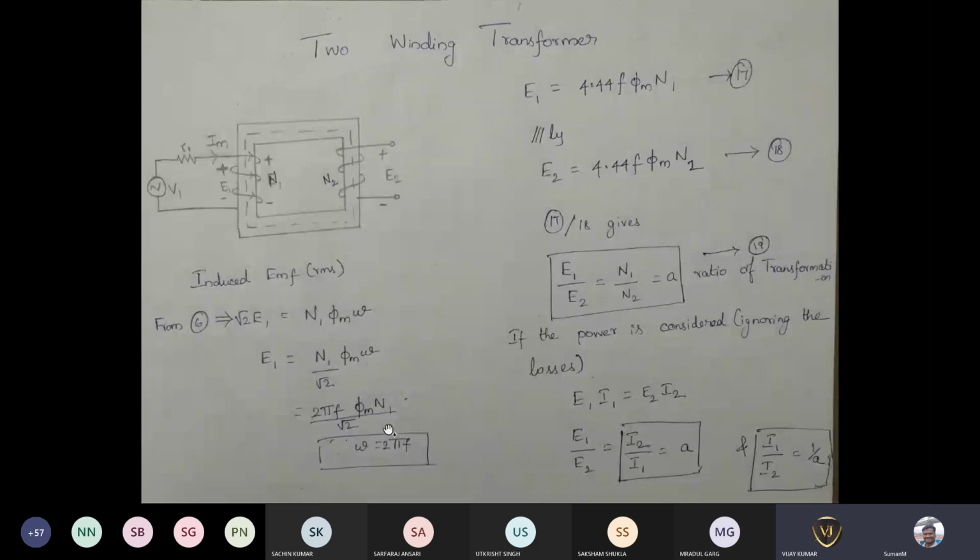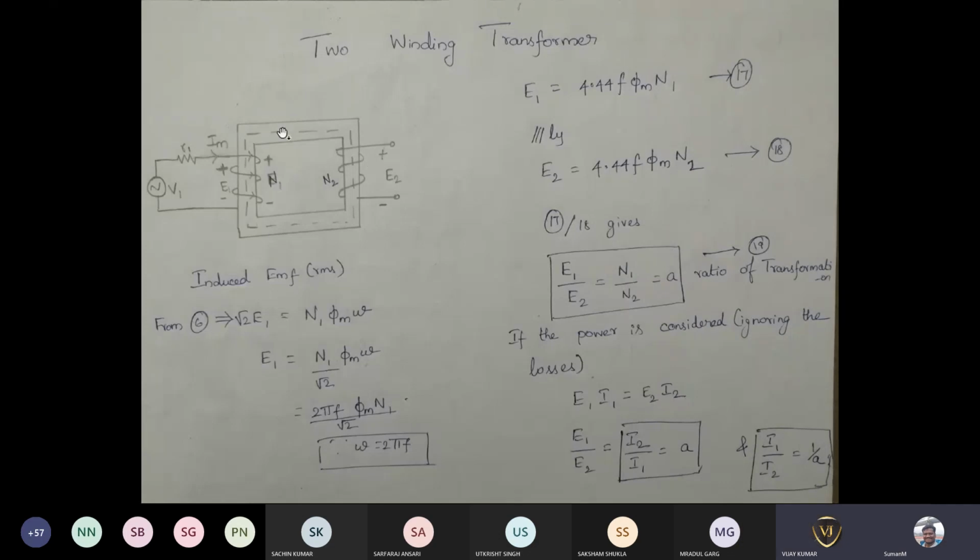Now we have written one expression. This expression will give the EMF induced because of the current which is flowing through this path. Now we are not representing it in terms of current, we are going to represent it in terms of flux. If you further reduce this equation, we will get this expression: E1 is equal to 4.44 f phi m N1. This is the induced EMF. Similarly, the induced EMF on the secondary can be given by E2 equal to 4.44 f phi m N2.